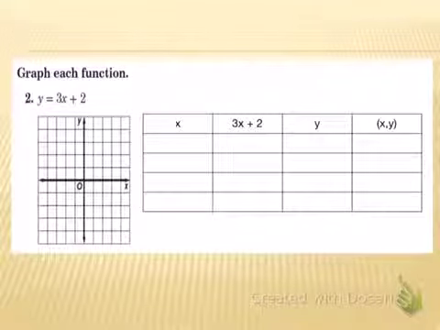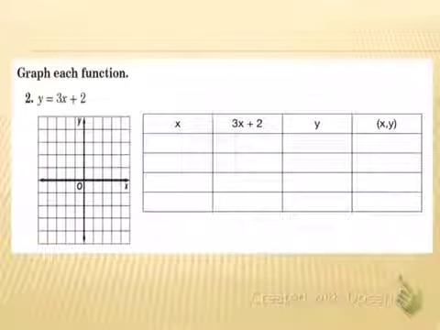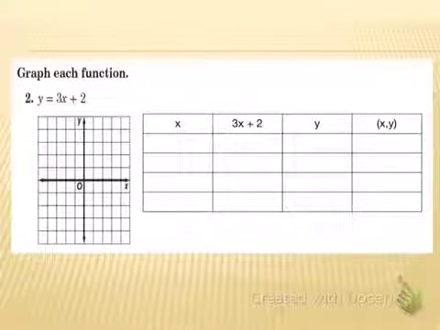All right, let's look at number 2. On number 2, they did not provide you with a table, so I've got a sheet on the back of your notes for you, there are some tables you can use to fill this in. All right, so they did not give us any x values, but we see here we've got positive 3 times x plus 2 as our rule.